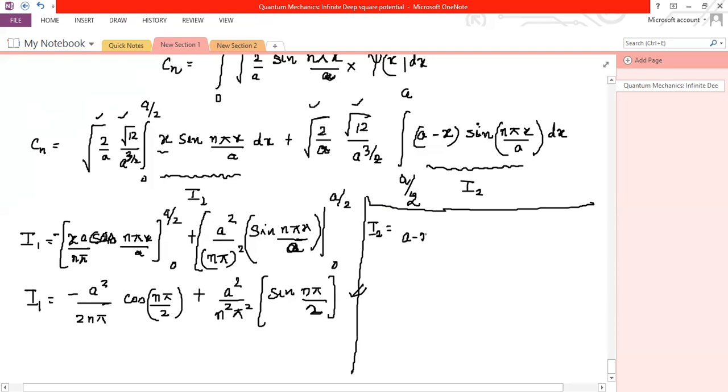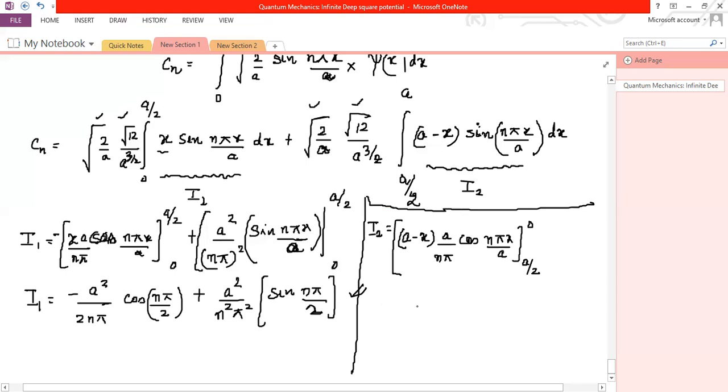It would be equal to a minus x, and sine integration is simply a upon n pi cos n pi x upon a. From where to where? From 0 to a by 2. I would write from a by 2 to 0 because there is a negative sign. I have reversed it now.